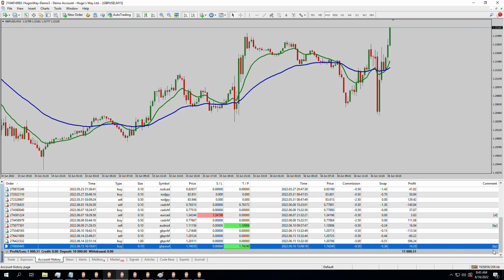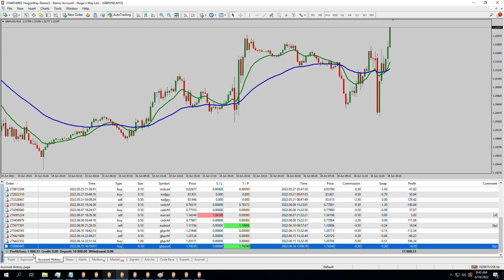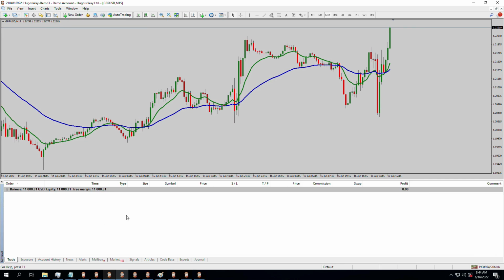And you can see in the comments area, TP means that it hit that automated take profit. So we are in profit on the previous random trade. Once again, in total profit on this account is $1,000.31. Now let's go back to the trade terminal.